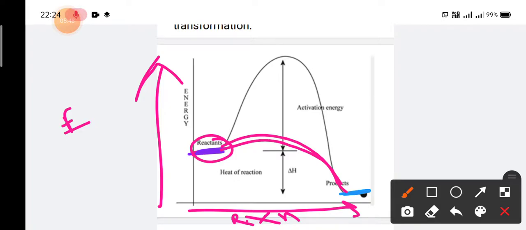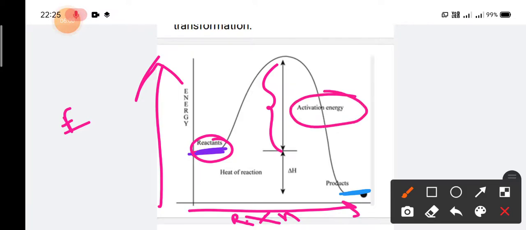Because to do a reaction, reactants need to get excited, and to get excited they need extra energy. This extra energy is called activation energy. So to do the reaction, the reactants need extra energy, and this extra energy is conveyed in this way. This extra energy is called activation energy, and it is represented as EA.